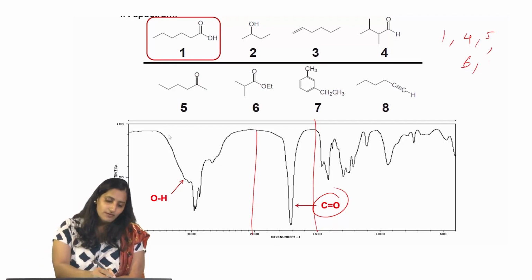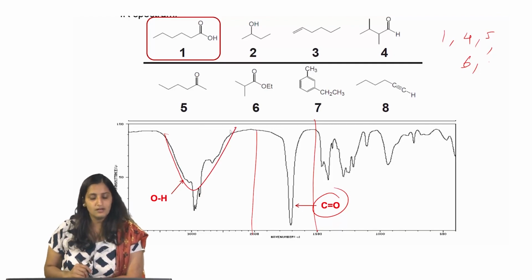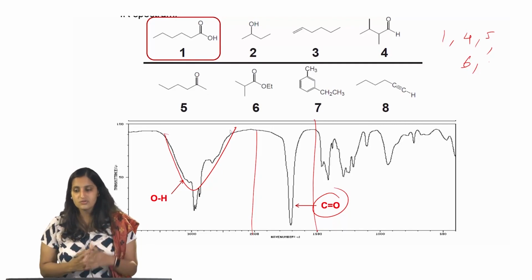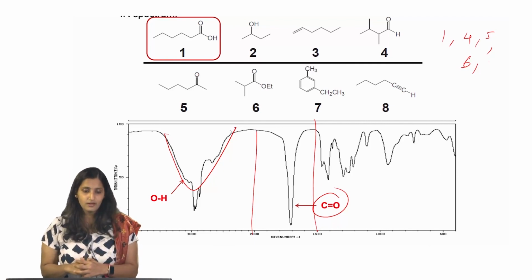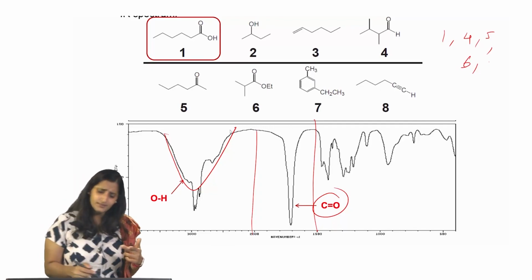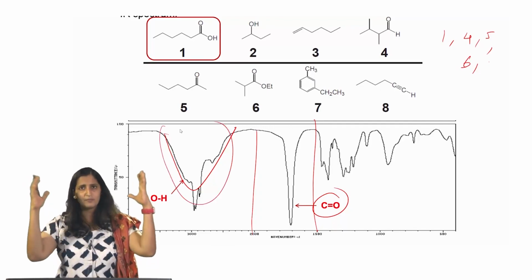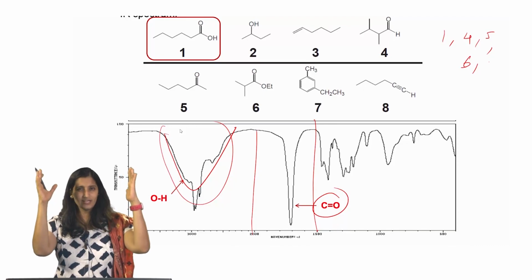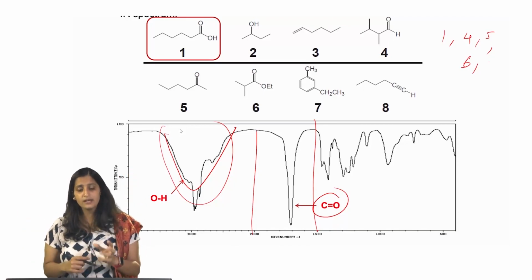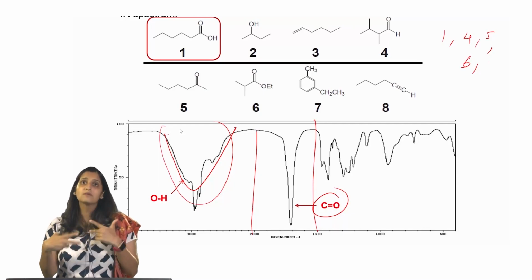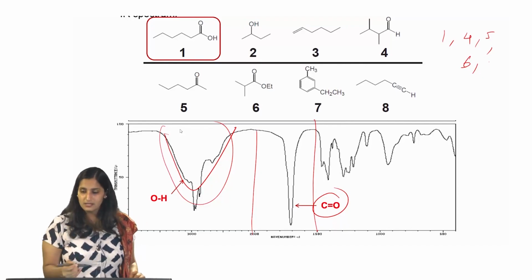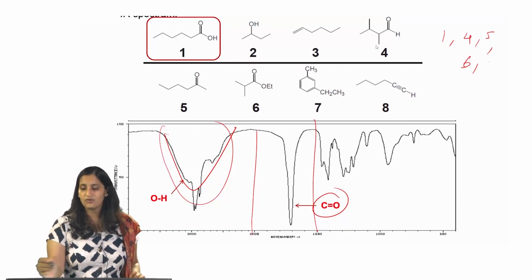But I also have a very broad peak here, and that broad peak is because of hydrogen bonding. So now out of 1, 4, 5 and 6, which are the molecules that allow for hydrogen bonding? In fact, carboxylic acids have this very characteristic stretch, from 2700 to close to 3300, a very nice broad peak, because carboxylic acids always form dimers. So they have hydrogen bonding between two carboxylic acid molecules, and thus I will not select 4 because it does not allow for hydrogen bonding.